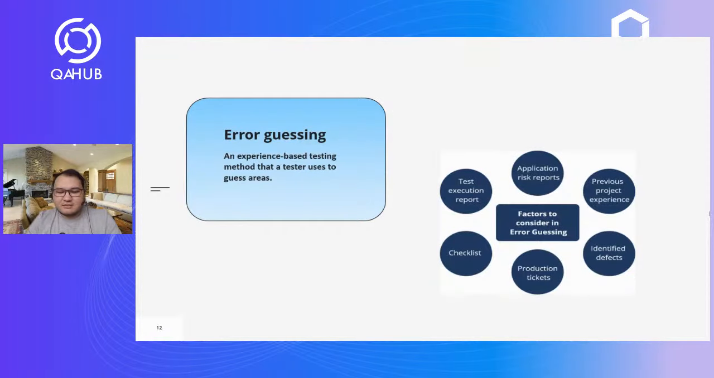The next technique is error guessing technique. It's usually based on your experience. For example, I face a lot of bugs when I combine a few filters, like more than 2 or 3 filters. When I'm combining them, I face a lot of bugs.